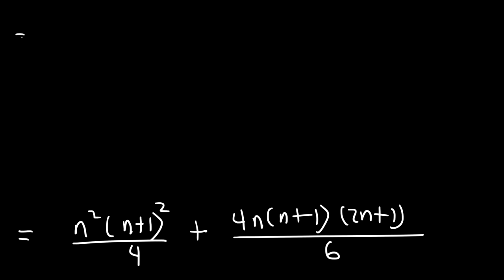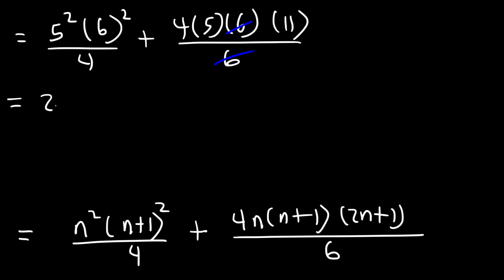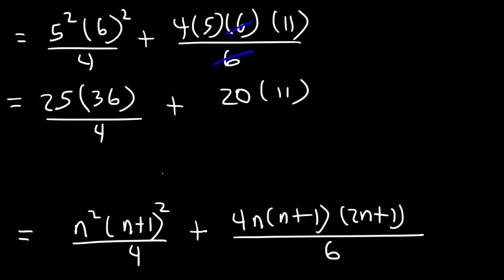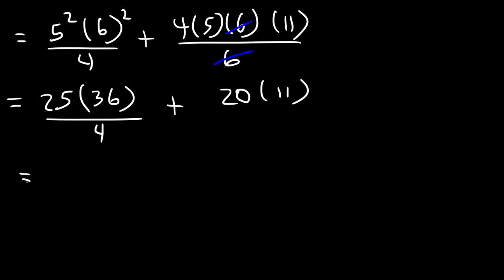So let's plug in 5. This is going to be 5 squared, and then 5 plus 1 is 6. On the right, we have 4 times 5. 5 plus 1 is 6. 2 times 5 is 10, plus 1, that's 11, divided by 6. So at least we could cancel a 6 on the right side. Now, 5 squared is 25. 6 times 6 is 36. On the right, 4 times 5 is 20. Now, 36 divided by 4, that's 9.